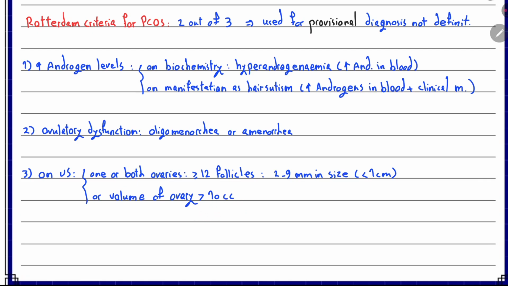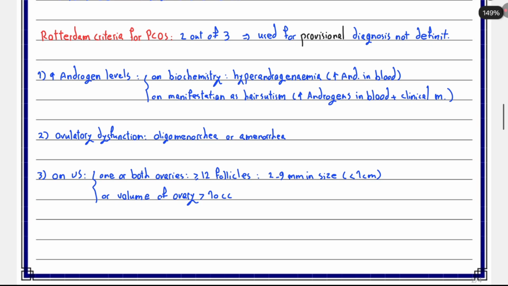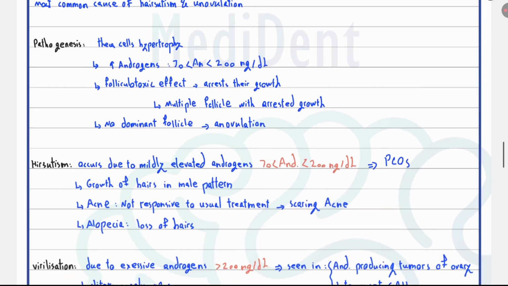And as I told you, 2 of these 3 criteria must be present to establish your diagnosis about PCOS, but take this into account that these are provisional criteria, not definitive criteria.